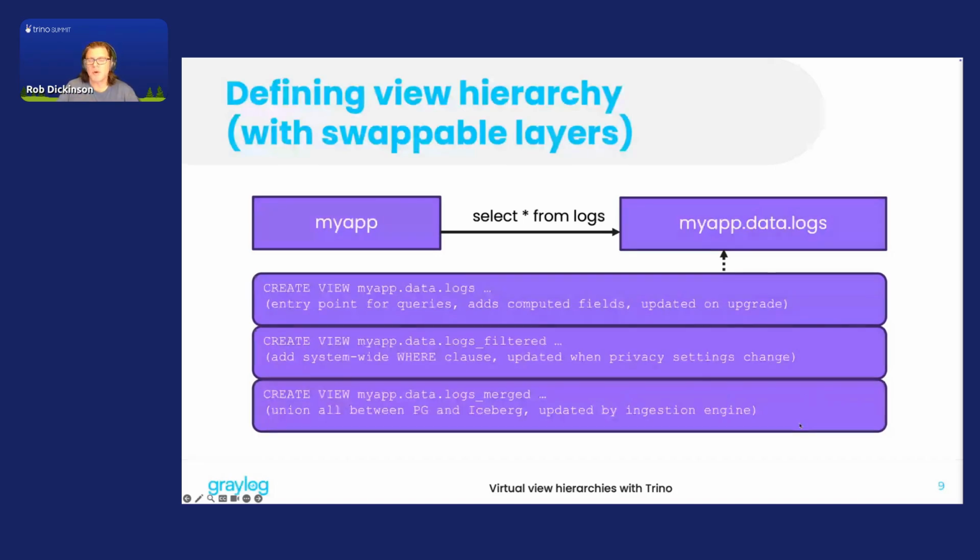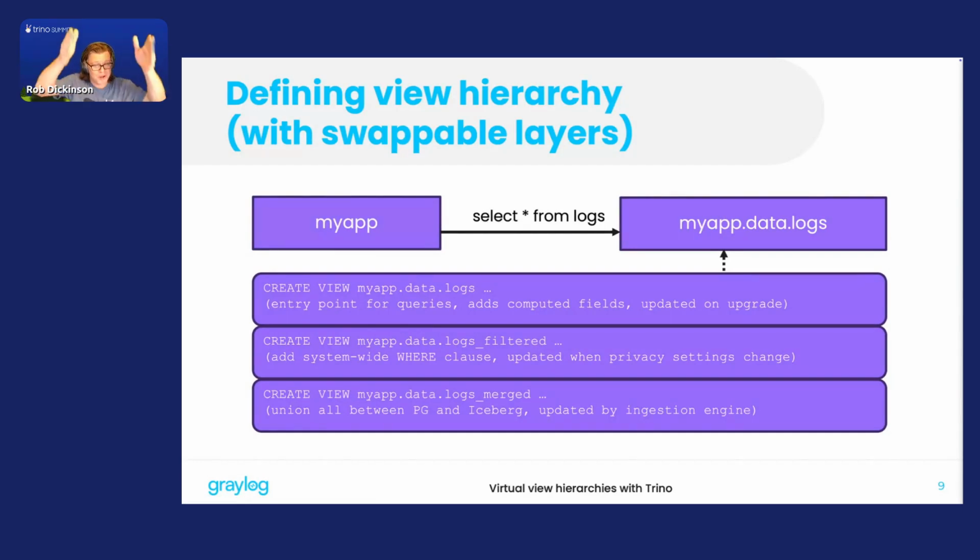So this ends up being incredibly powerful. Maybe even at runtime, I can switch between configurations that are Postgres only and configurations that are Postgres and Iceberg. I can programmatically create this layer at runtime based on the kind of configuration that I want, and I don't have to change any of these other layers as I do that. This is really the power that you start to get into with virtual views and virtual view hierarchies.